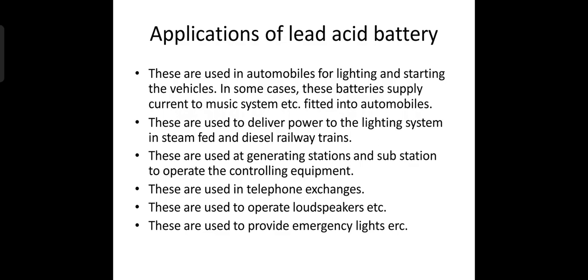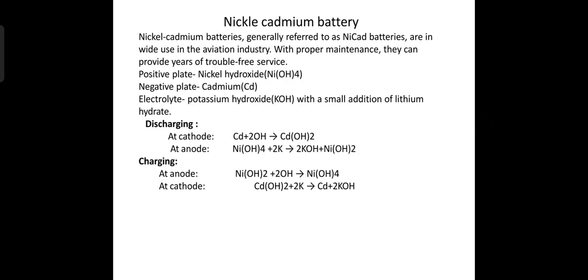These are used to deliver power to the lighting system in steam and diesel railway trains. These are used at generating stations and substations to operate the controlling equipment, as well as in telephone exchanges. These are used to operate loudspeakers, etc. These are used to provide emergency lights. Those are the applications of lead acid batteries.